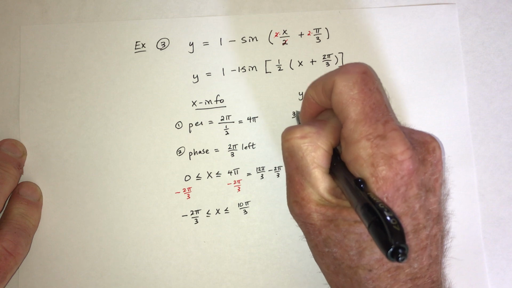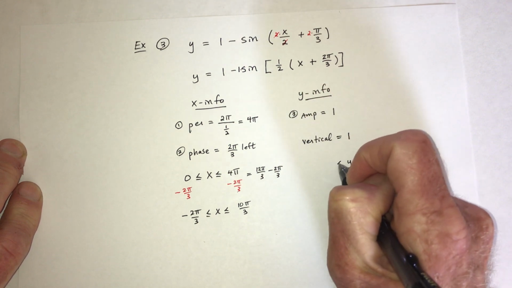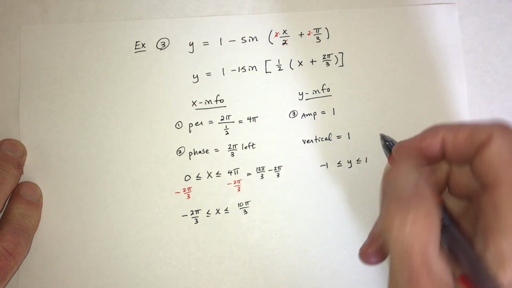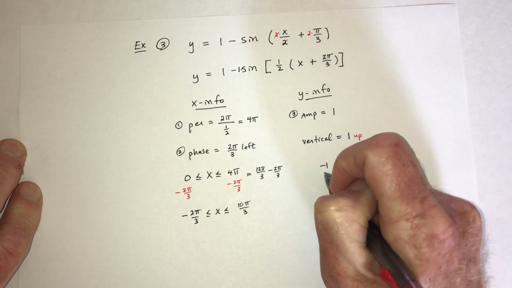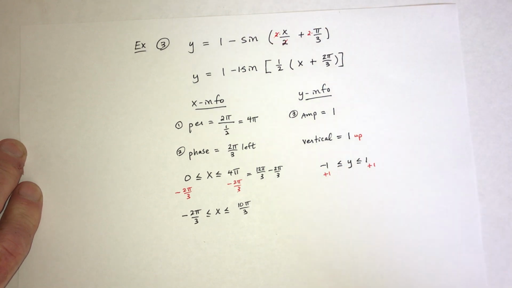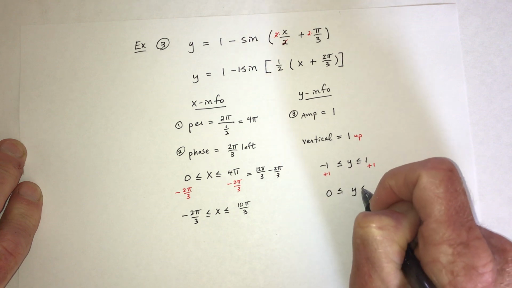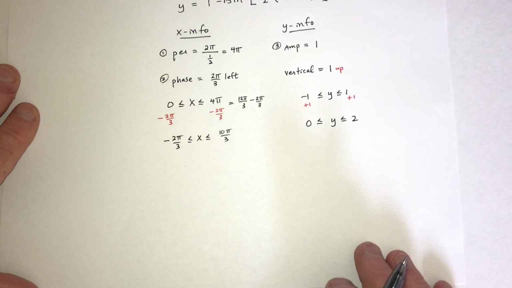Now for the y information. So because of the amplitude, y would range between -1 and 1. And then this is shifting it up, so add 1 and add 1. So that means that y is between 0 and 2. Now draw that.